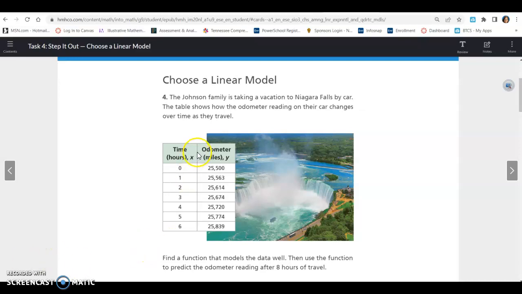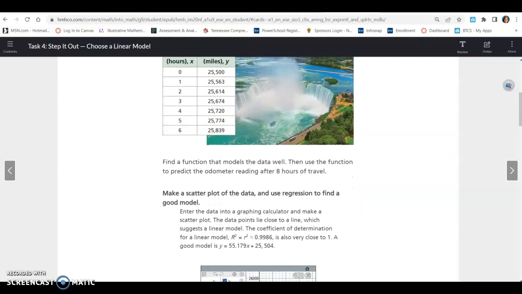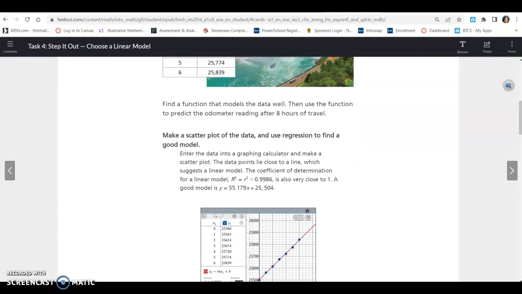On the left-hand side, you're going to see time in hours. That's your X, so 0 through 6. And then your odometer is how many miles are on your car, so this is in miles, and this is going to represent your Y value. At time 0, when they started their trip, their car had 25,500 miles on it. After 6 hours, they had 25,839 miles. So you can take that table, put it in your calculator, and draw a regression with that.